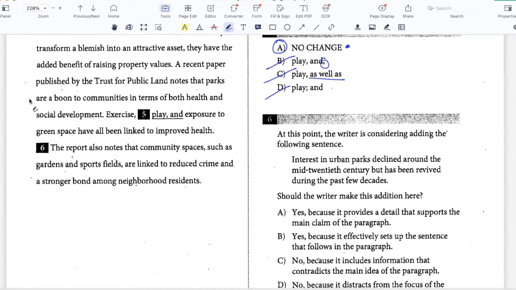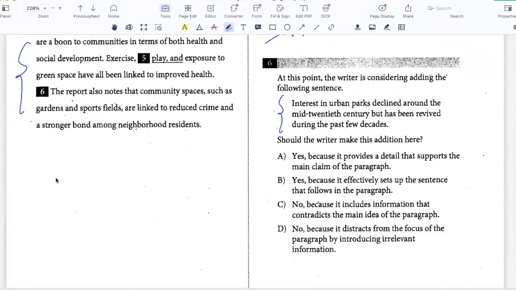So here I'm discussing the recommendations of this paper, which says that you should have these parks. They are a boon to communities. They help with physical and mental health, and they also promote stronger bonds among neighborhoods. So this doesn't make sense in between the description of the report, right? The fact that urban park interest declined and then it revived should have come at a different place, not here. So it's a no answer.